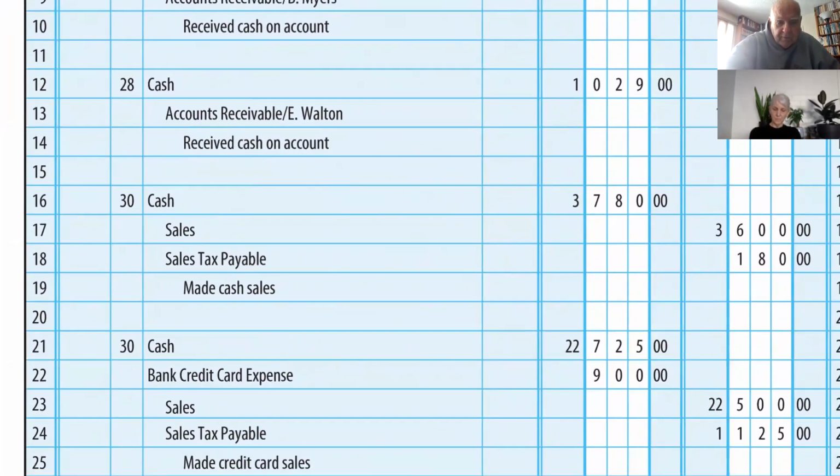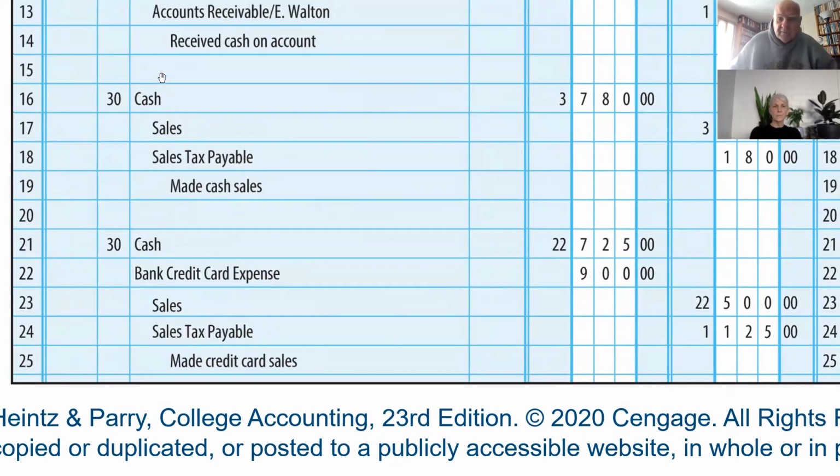Now here was a cash sale. That's even easier. Debit cash, credit sales. The only one that requires a little bit of thinking is the credit card sale. And when you're trying to figure out these numbers, everybody, start with the sales itself. Do the credit side first.